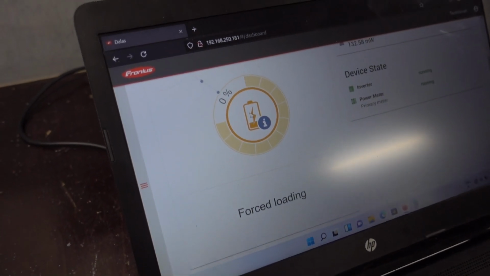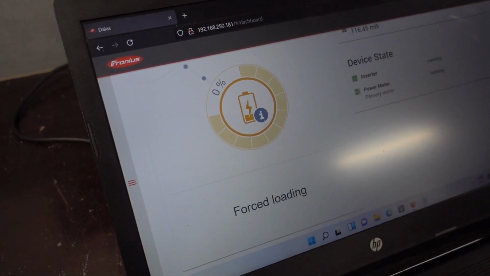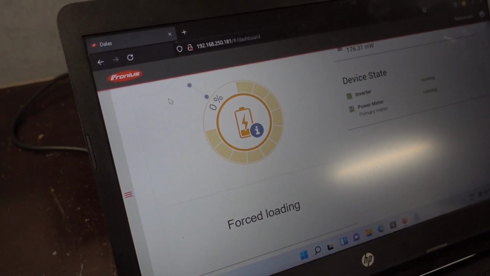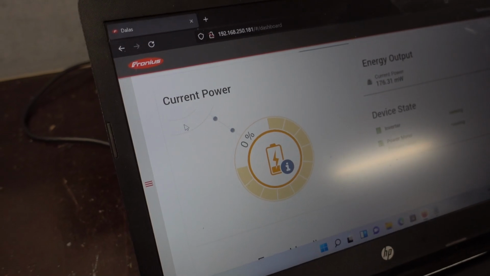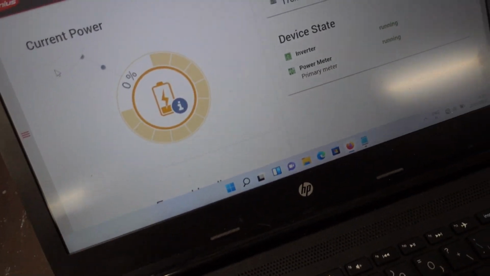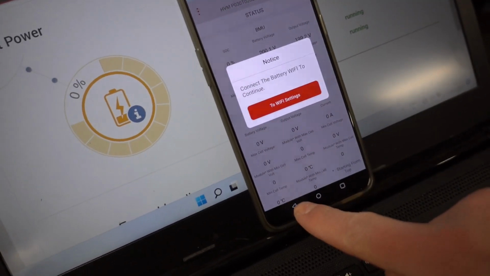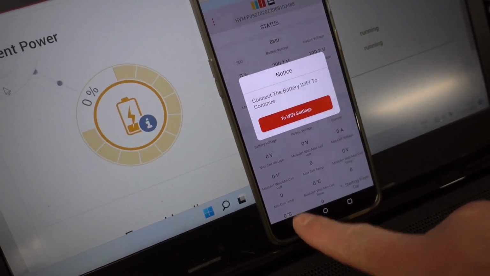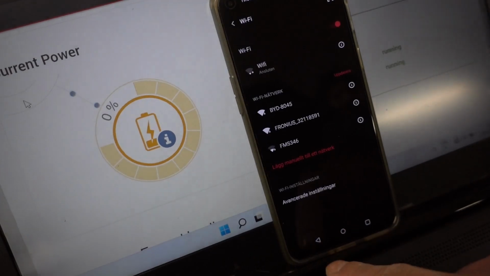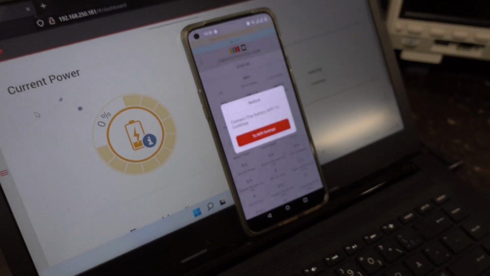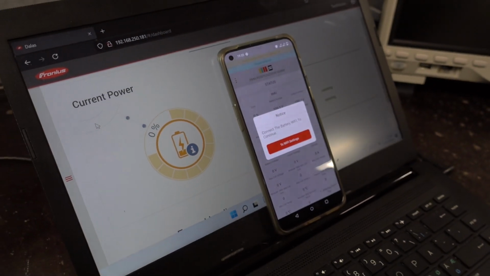Wow, we did it. Check this out. The battery is charging. It's now in forced loading mode and yeah, it's taking on power. Also in the mobile app for the BYD, well, we can't see this anymore. Okay, but anyways, I saw that 2.5 amps was going into the battery and the voltage was rising. So, yay! We did it!